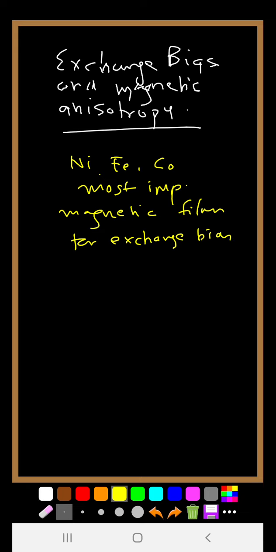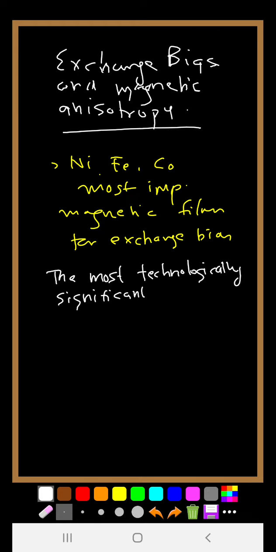Now, the most technologically significant exchange bias materials have a rock salt structure. Second point is that the most technologically significant exchange bias materials have been the rock salt, have a rock salt structure.